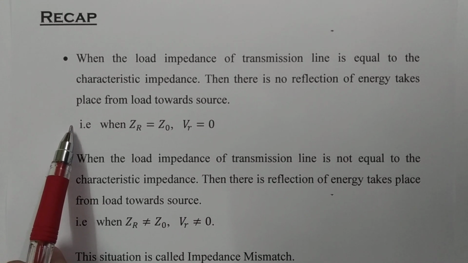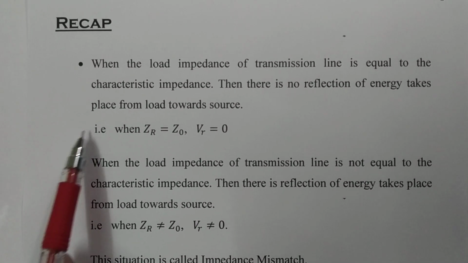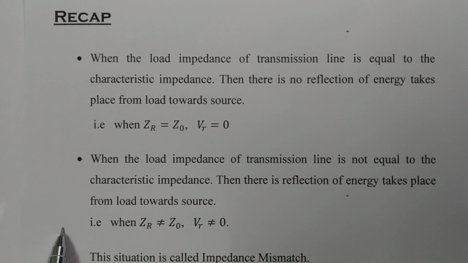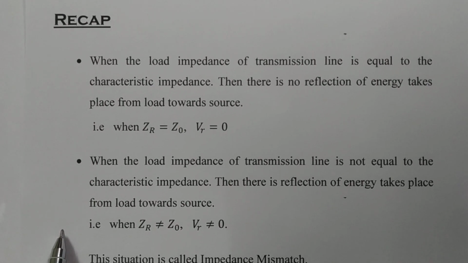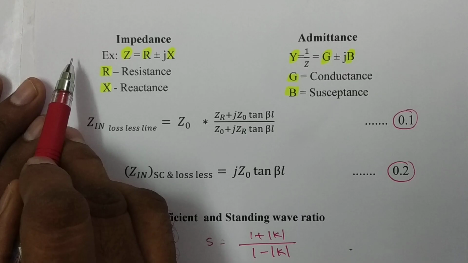When ZR is equal to Z0, there are no reflections from the load towards the generator. When ZR is not equal to Z0, reflections are present, and this situation is called impedance mismatch.